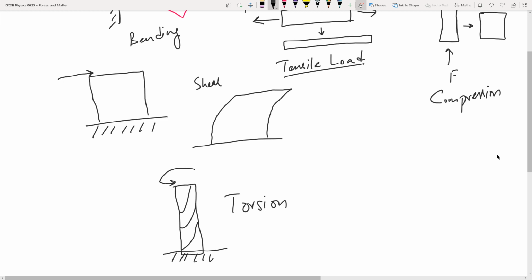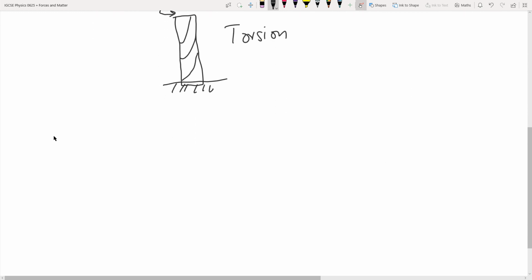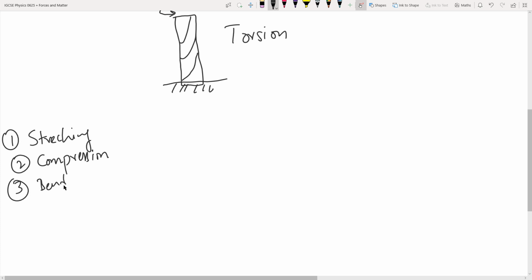So in general, we can say that we have, number one, the stretching effect. Number two, we have compression. Number three, we have bending. Number four, we have torsion. And number five, we have shearing, right?